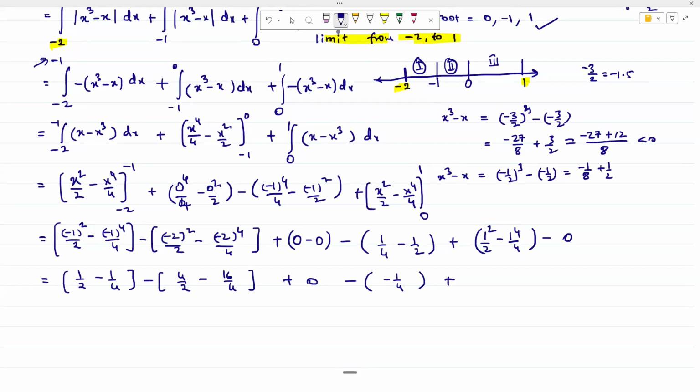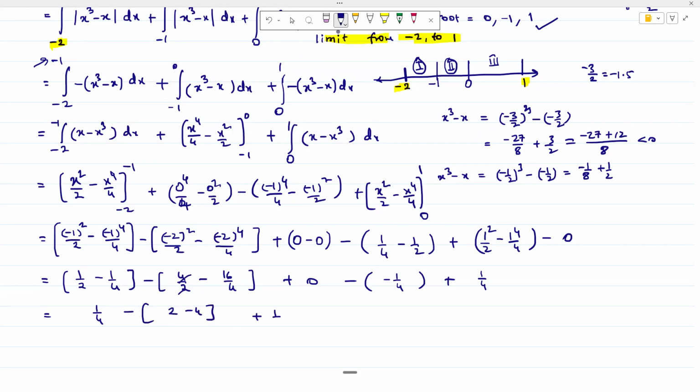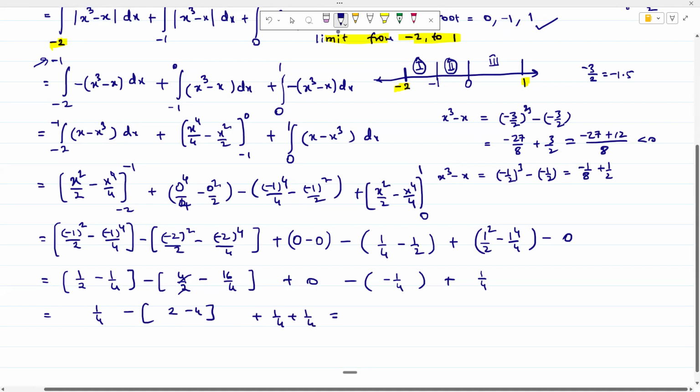Plus 1/2 minus 1/4 is again plus 1/4. So this is 1/4 minus of (2 minus 4), plus 1/4 plus 1/4. So this is 3/4 minus of minus, plus 2. So 3 plus 8 over 4, 11/4 is the answer for this question.